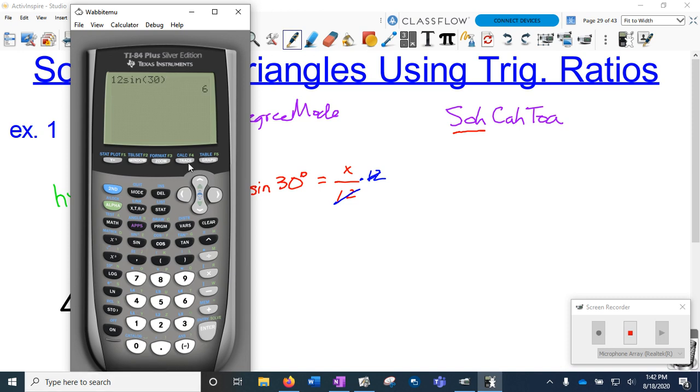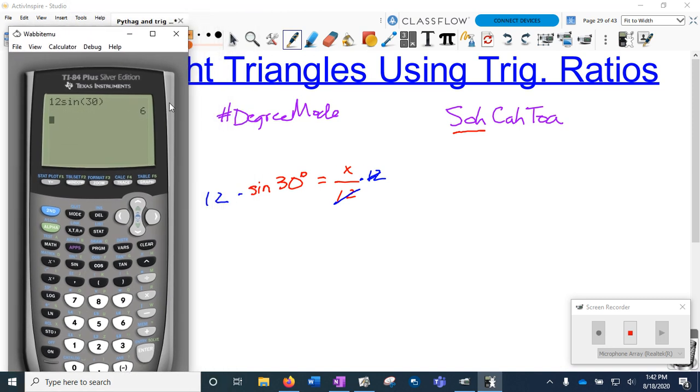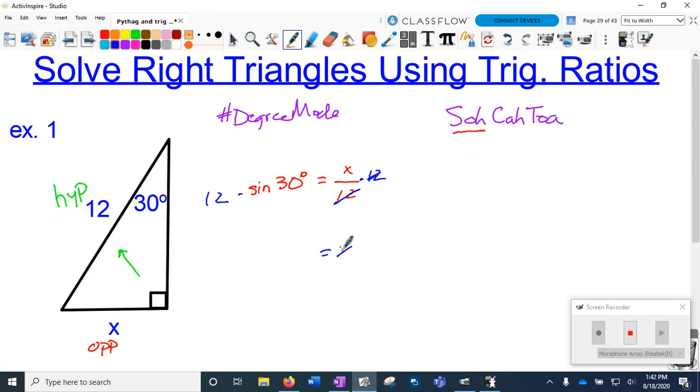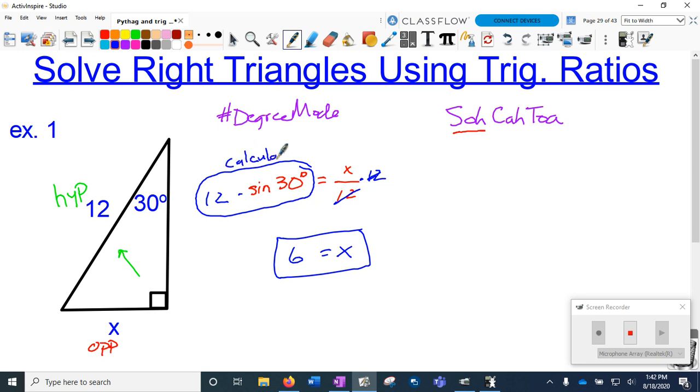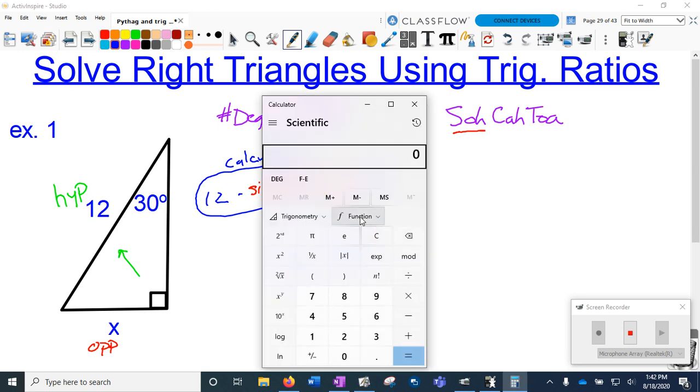Okay? And 12 times sine of 30 degrees is 6. So I know that the x is all that's left on the right side, and that is equal to 6. That's what we needed to calculate in our calculator. Let me show you how to do it on the laptop calculator because things are a little bit different.